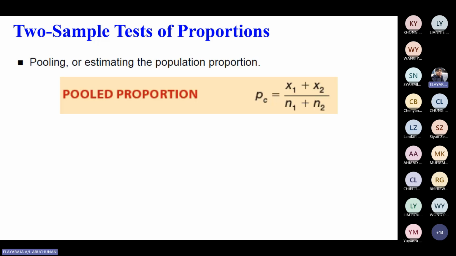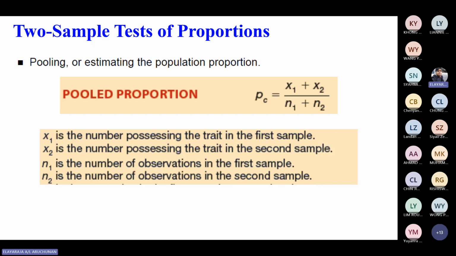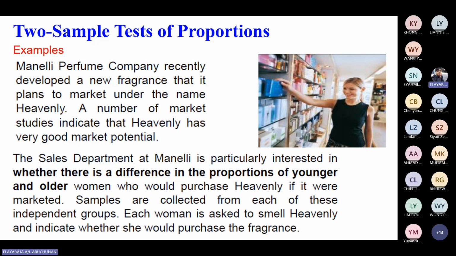Okay, for estimating the pooled population proportion, the formula is: the pooled proportion equals x1 plus x2 over the sample size of sample 1 plus the sample size of sample 2. Okay, the given is all the information, so you can cross-check with that. Okay, take a look at this example.